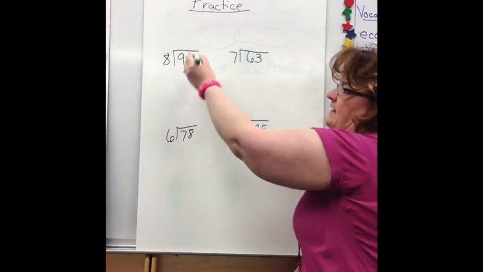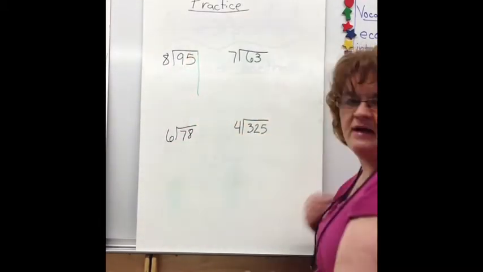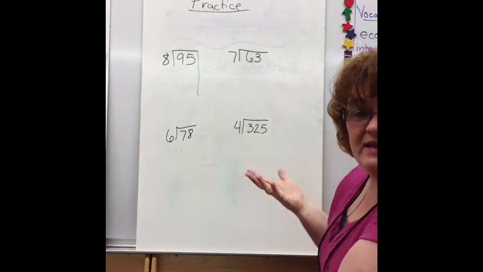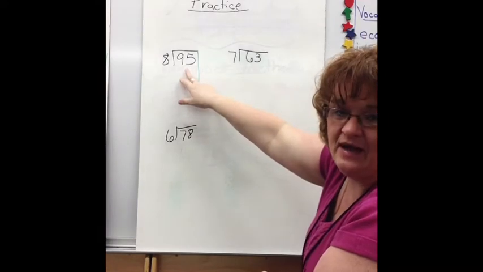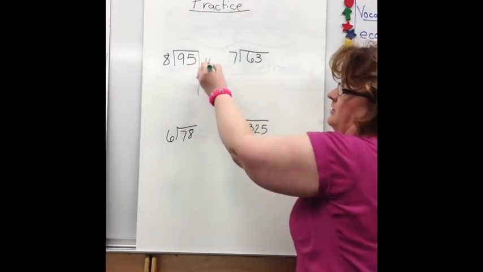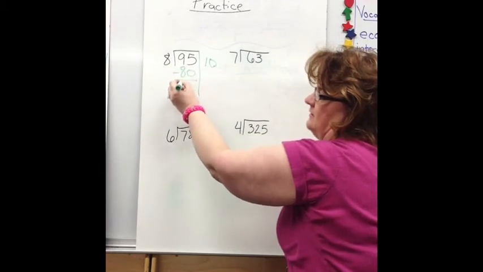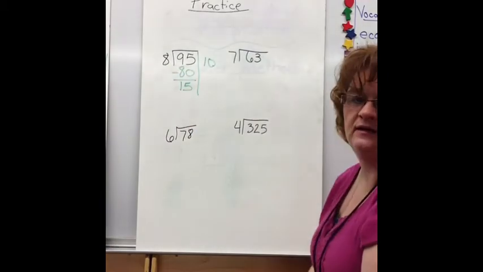So we have 8 into 95. I'm first going to extend my line down. I know that 8 times 10 is 80, and that'll really knock that down. So first thing I'm going to do over here is write a 10. 10 times 8 is 80. Subtract it. Well, that's 15.